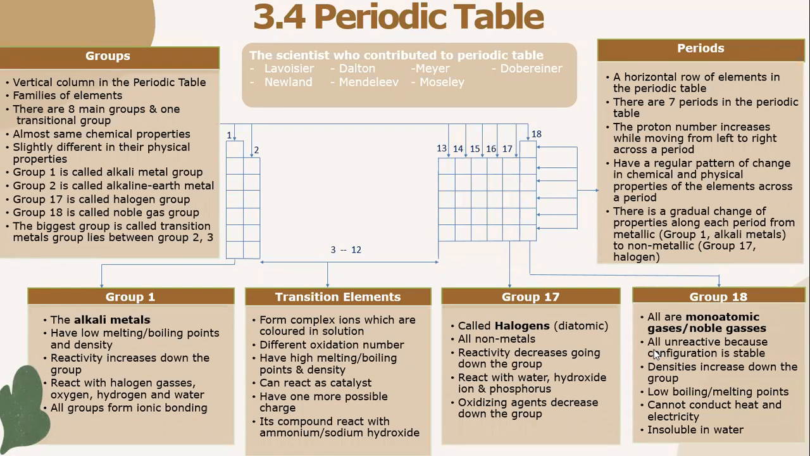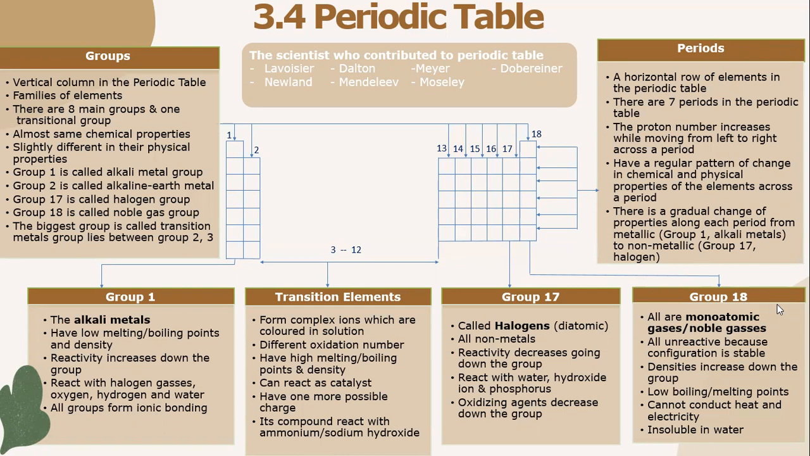Periodic table. These are the 7 scientists that contributed to the periodic table. Let's look one by one at each column. Period. A period is a horizontal row of elements in the periodic table. There are 7 periods in the periodic table. The proton number increases while moving from left to right across a period. There is a regular pattern of change in chemical and physical properties of the elements across a period.